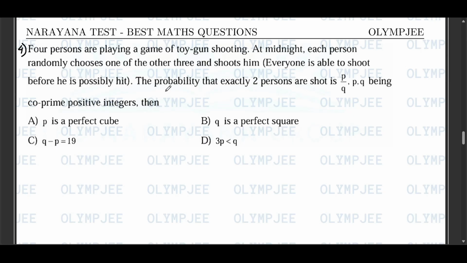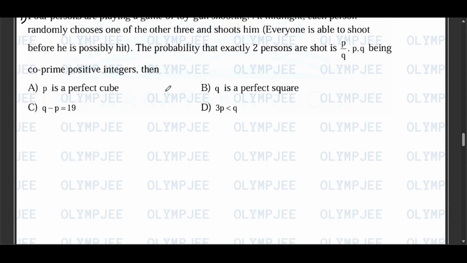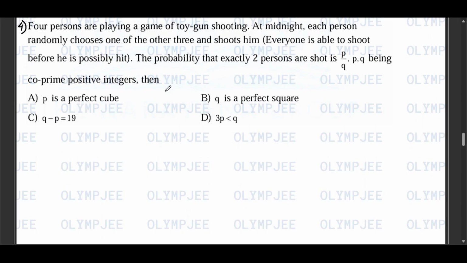Question 4 says 4 persons are playing a game of toy gun shooting at midnight. Each person randomly chooses one of the other 3 and shoots him. Everyone is able to shoot before he is possibly hit. The probability that exactly 2 persons are shot is. So let us first choose the 2 persons out of the 4 people who will be shot. So that will be 4C2, right?